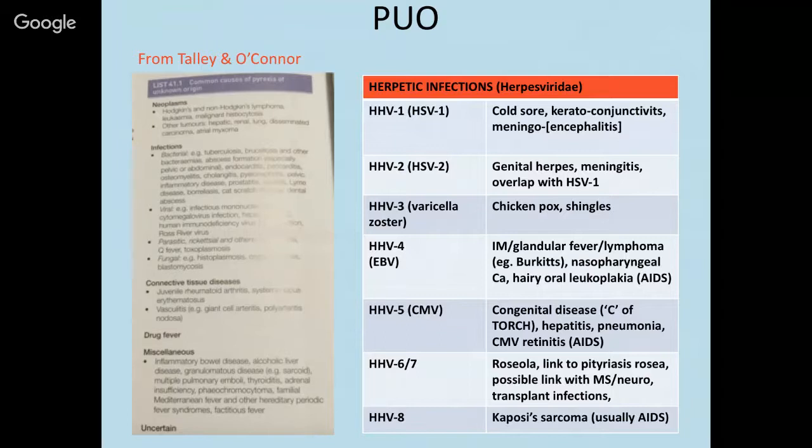CMV is human herpes virus number 5, and that's a congenital infection, so it can cause quite severe disease in a baby, like affecting their eyes and ears. It can cause anemia and things like that, and it's also an opportunistic pathogen. HHV6 and HHV7 are roseola. Again, that's a rash and a febrile illness in kids, and there's a link, I think, with pityriasis rosea. And HHV8 is Kaposi's sarcoma. Usually you see that in AIDS, but yeah, I really like that list.